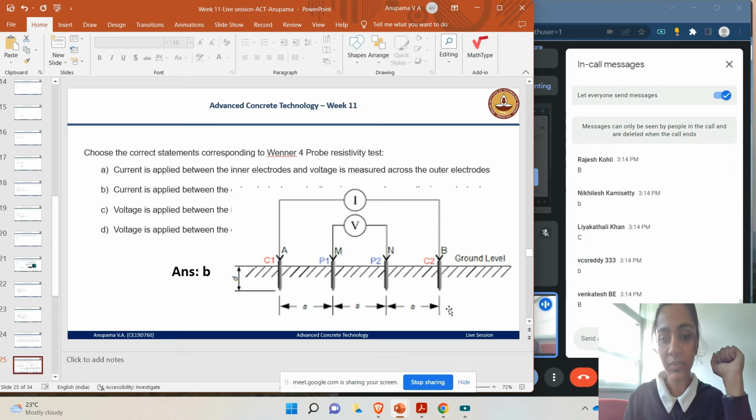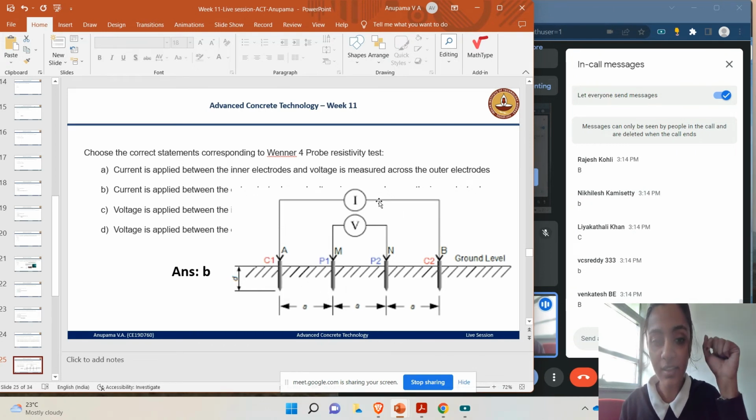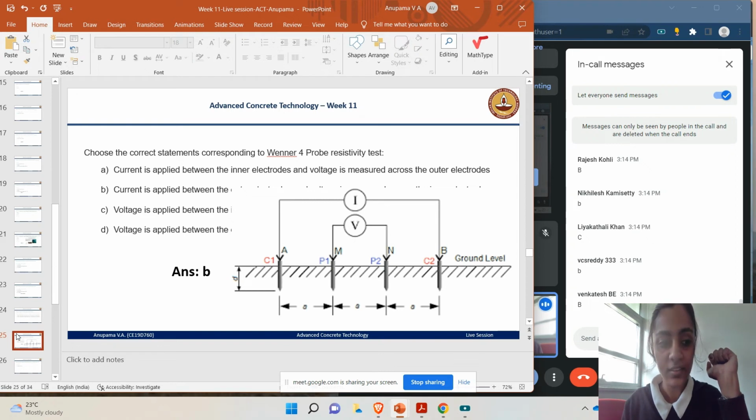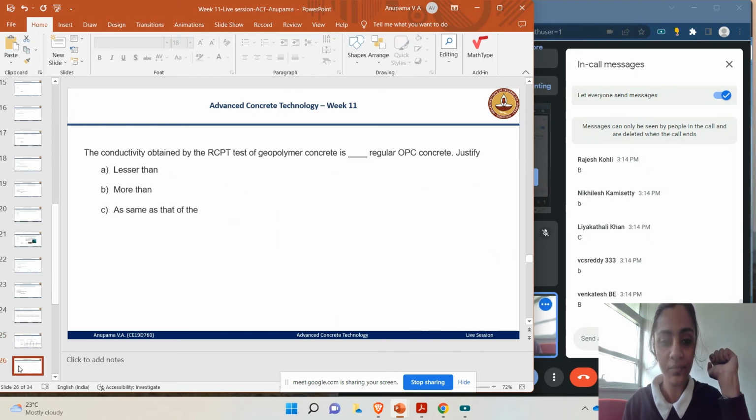So this is a figure. So here we apply the current between the outer electrodes, and we measure the potential between the inner electrodes. So the correct option is B, as most of you have rightly told. So we give the current between the outer electrodes and we measure the potential between the inner electrodes. Here M and N, or P1 and P2. I hope that is clear. And let's move to the next one.